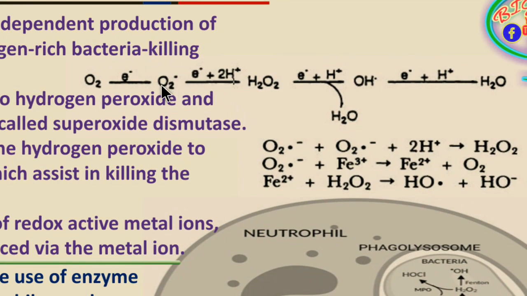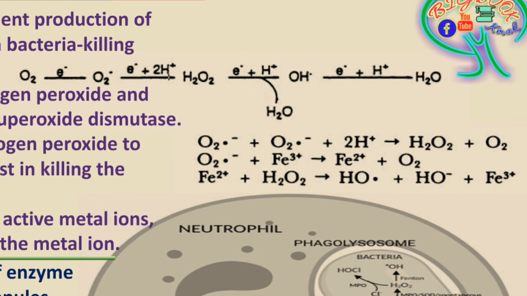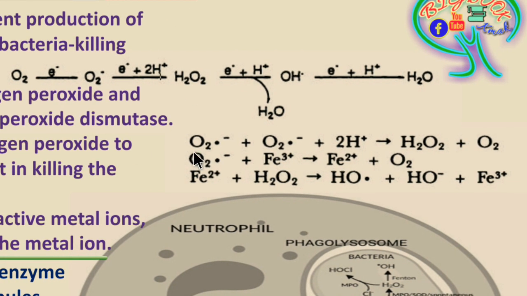So here you can see the superoxide is going to react and there will be the formation of the hydrogen peroxide. Now here the same reaction has been depicted. This is the one form of the reaction, and here again we have taken the similar reaction. So you can observe the reaction both here in the single equation and here in the multiple equations.